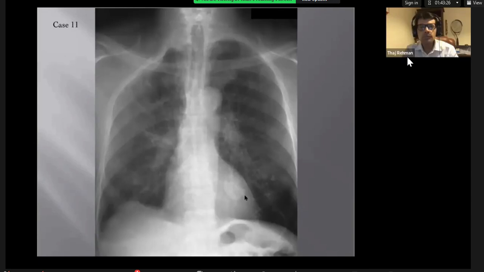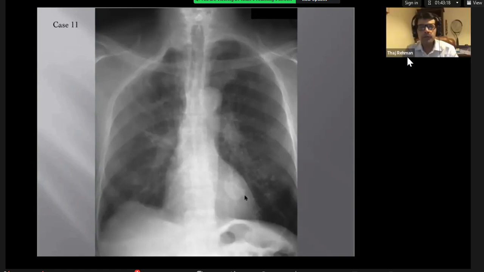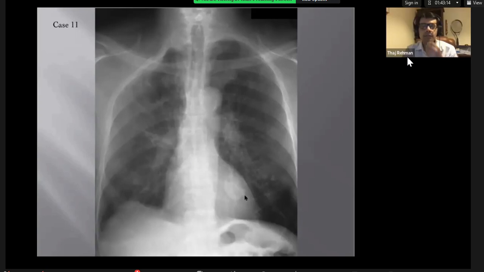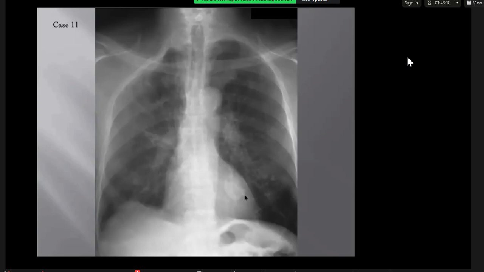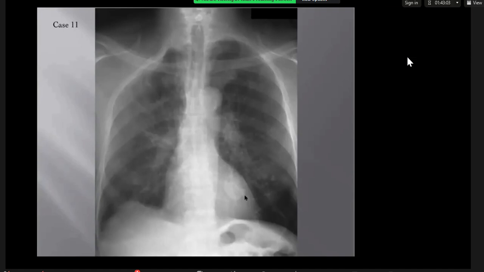Probably I would correlate that with patient history or old film. Yeah, that's good. Okay, so deformity of the chest wall can be congenital, can be traumatic, and post-operative maybe. Yeah, good.